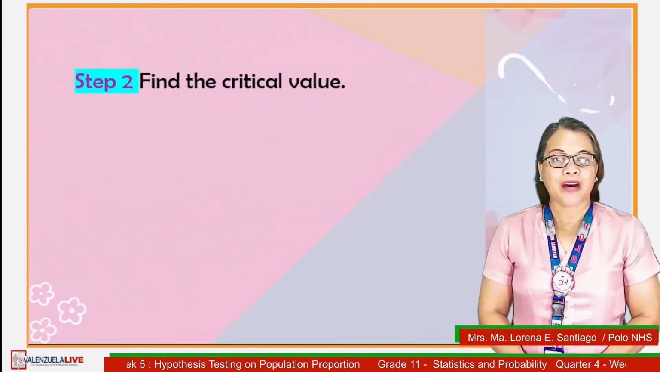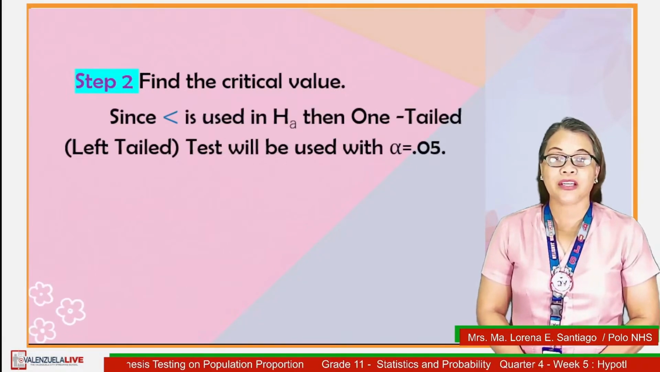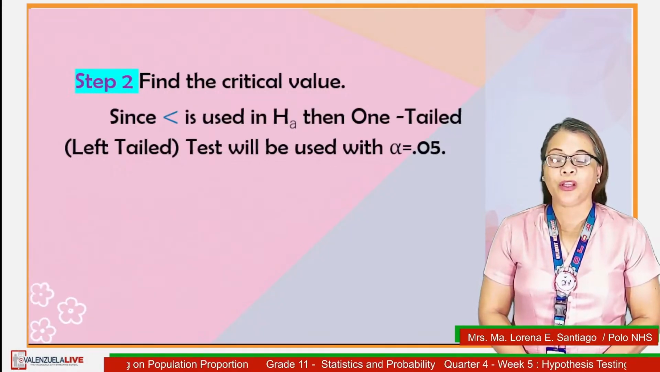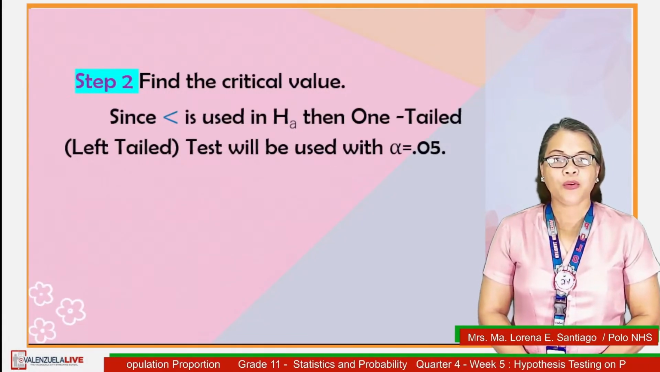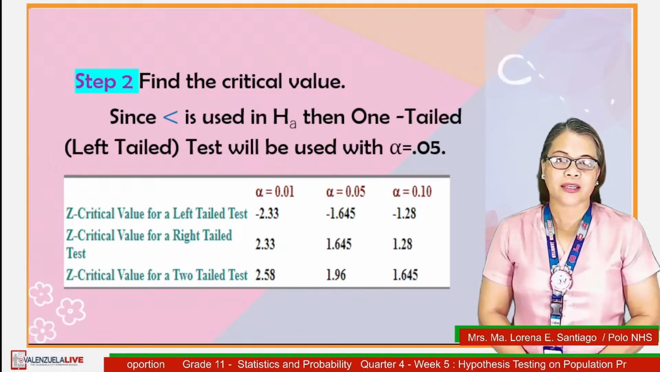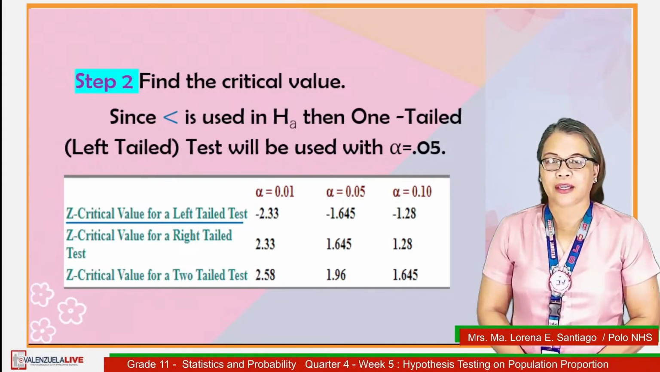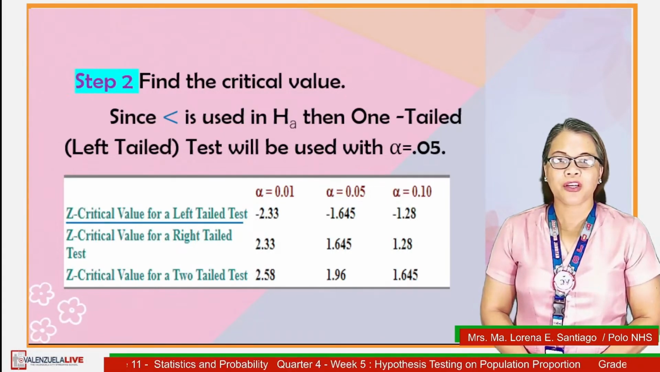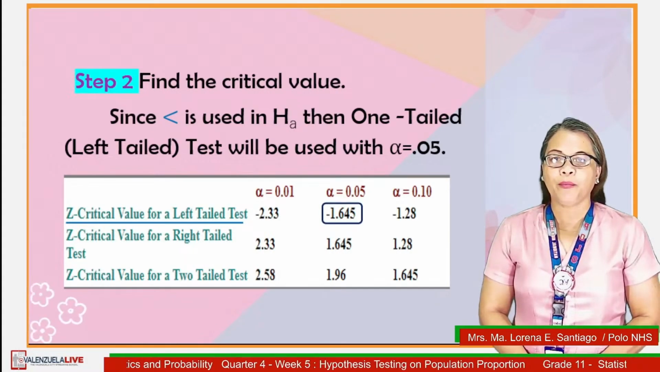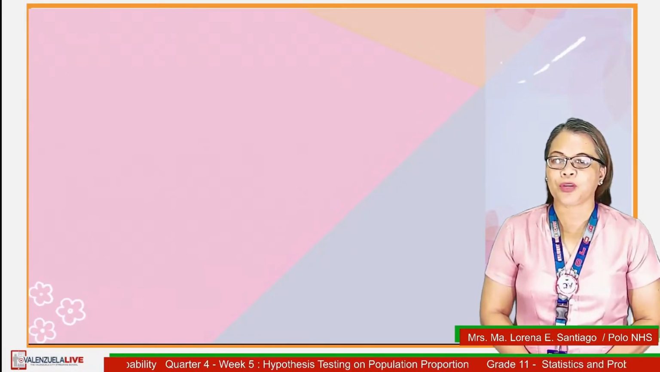Step 2, we have to find the critical value. Since less than is used in the alternative hypothesis, then a one-tailed or left-tailed test will be used using an alpha equal to 0.05. In the table of z-test, we know that a left-tailed test and an alpha of 0.05 will have a critical value equal to negative 1.645. Let's go now to step 3.